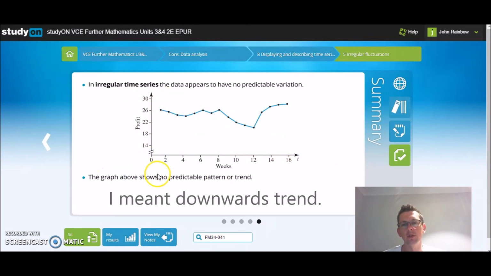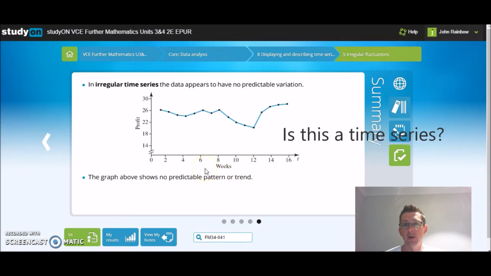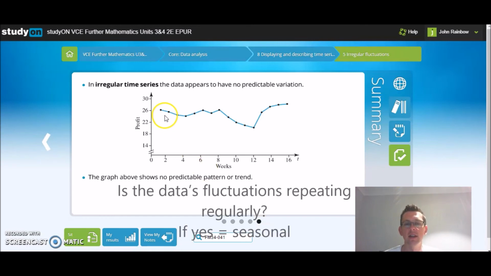Always make sure, 2 questions when you come to a time series. Is it a time series? Look at the x-axis. Is it a measure of somewhat of time? Yes, if it is, we're dealing with time series. Next thing is, is it seasonal? Does it have regular peaks that occur and troughs? If it does, it is.